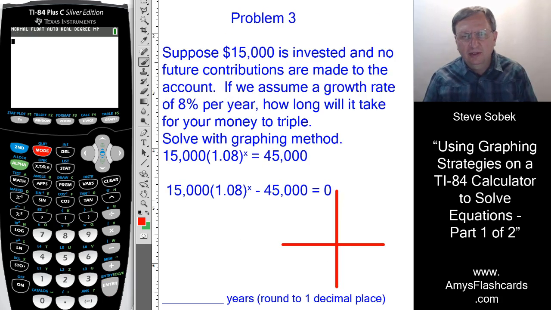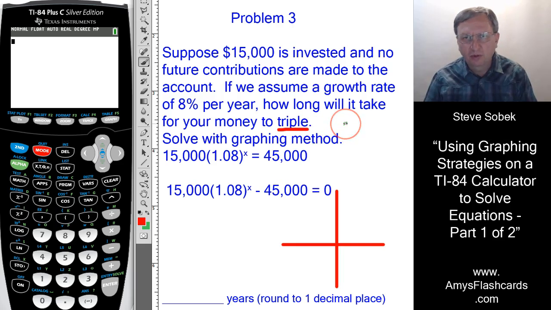Okay, here's our third and final example that we're going to give today. It's going to involve an exponential function. Suppose $15,000 is invested and no future contributions are made to the account. We call that a lump sum investment problem. If we assume a growth rate of 8% per year, how long will it take for your money to triple?